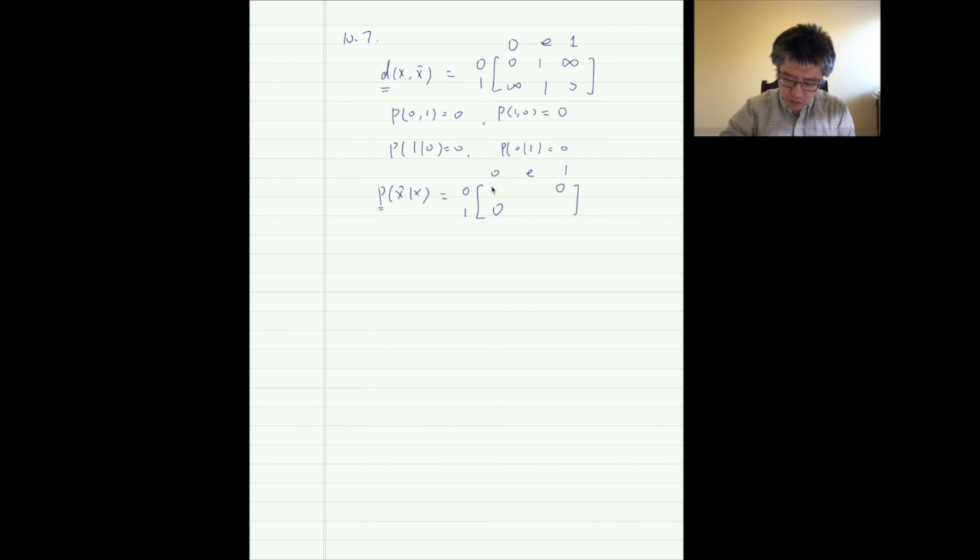So let's try to assume it. For example, if we assume this probability is alpha, then this probability should be 1 minus alpha. And similarly, if we assume this is beta, then we're going to have 1 minus beta here. Okay, very good. And for this transition probability, we can understand this as an irregular channel.